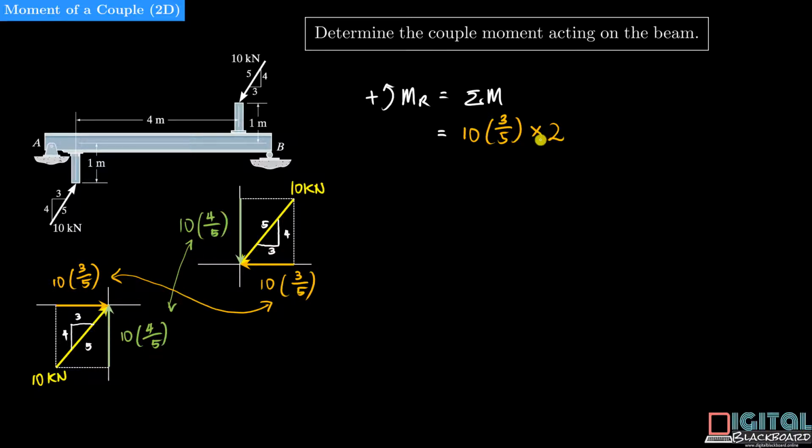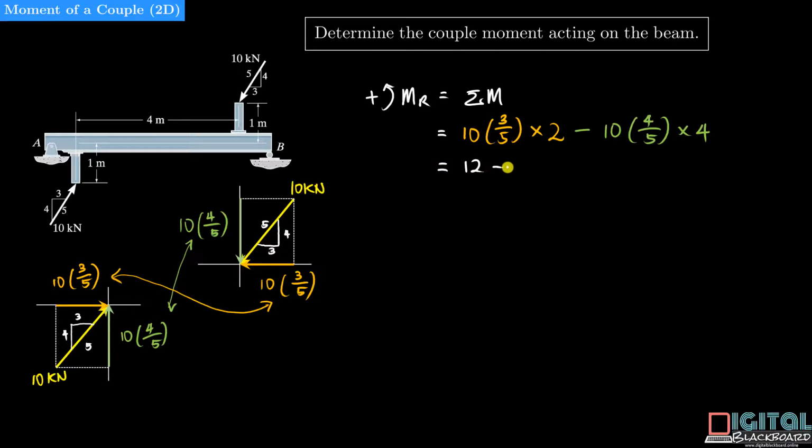Now the next couple moment is due to the vertical components, which tends to rotate in the clockwise direction. Right? One is going down, the other one is going up. So we have to put a negative sign here due to our convention that positive is anti-clockwise. The magnitude is simply 10 times 4/5 multiplied by the perpendicular distance between the two, which is just 4 meters.